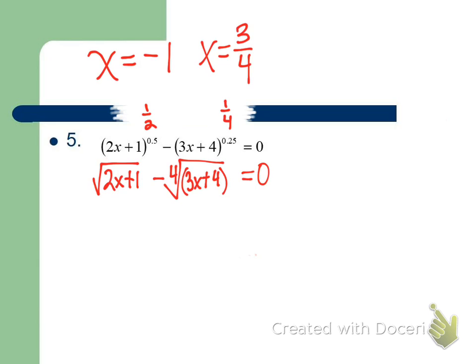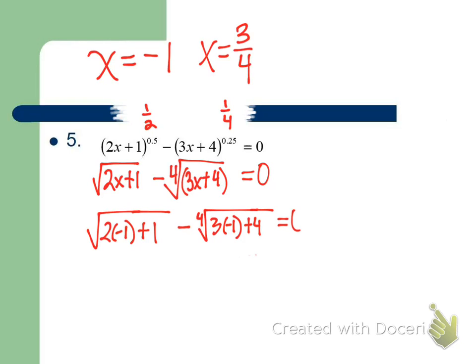What do you want to check first? That is not one of our answers. Which one do we want to check first? -1. Okay, let's check -1 first. So we've got 2 times -1 plus 1 minus the 4th root of 3 times -1 plus 4. We're trying to see if that comes out to equal 0.